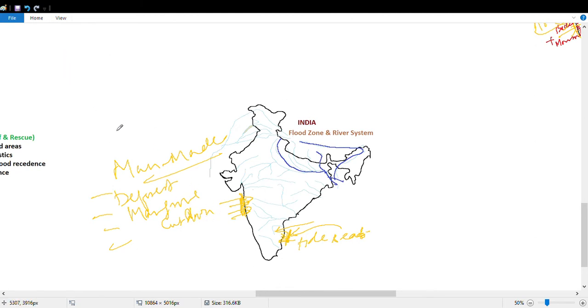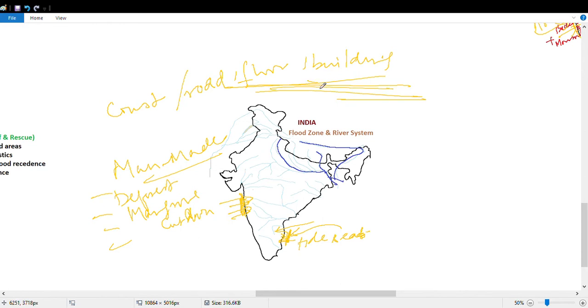Added with construction of roads and floors or buildings, this construction work mainly blocks the surface. Water could not go down, and that's how surface runoff occurs and flood is created.